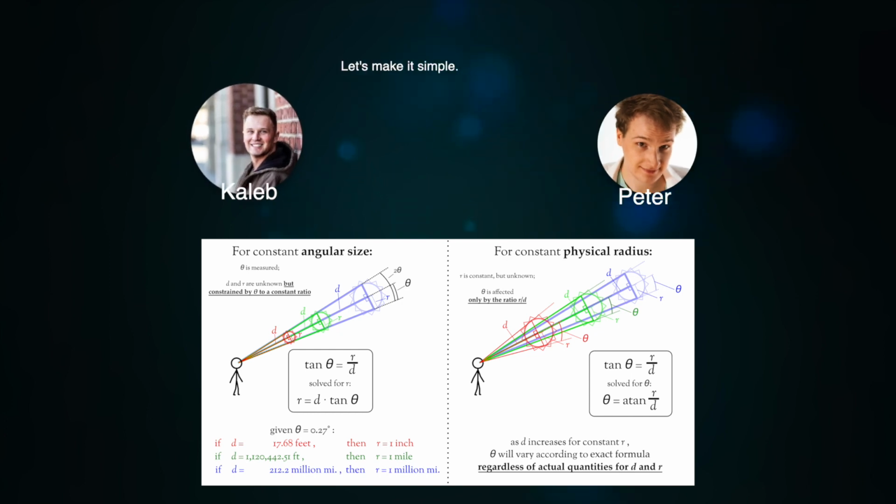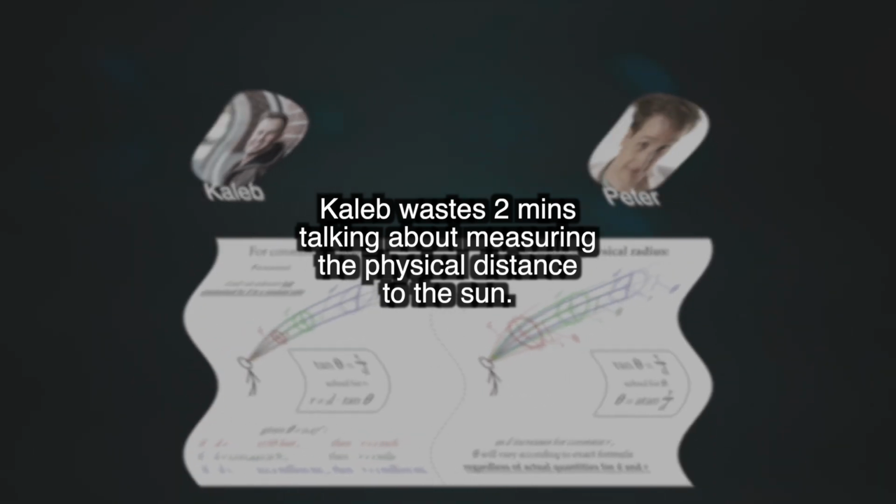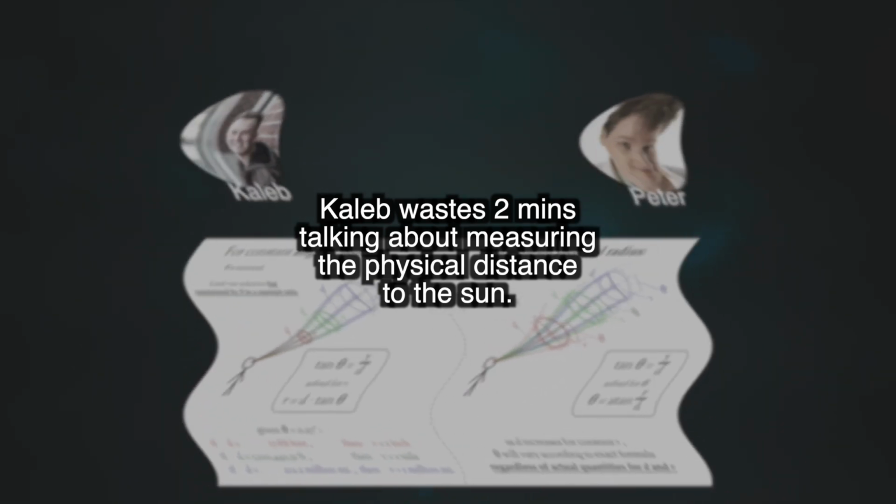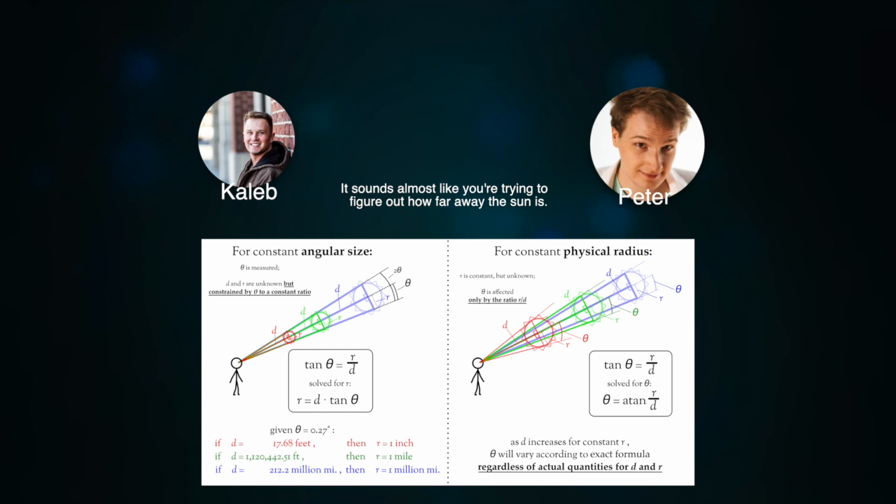Okay, let's make it simple. Let's say we have two coordinate systems on the surface of the earth, and we assume that the earth is a rigid body. It sounds almost like you're trying to figure out how far away the sun is. I didn't think we were doing that. I mean, if that is what you're doing, then yeah, that's a good methodology.